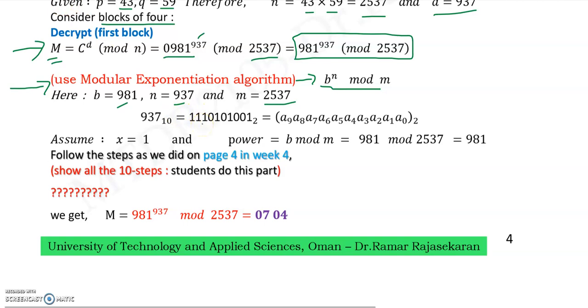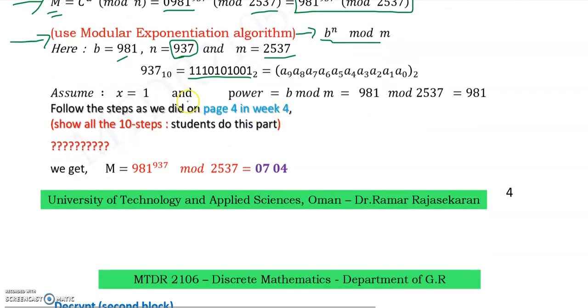Now what we do in modular exponentiation, first we have to find the binary value of the degree. Here the degree is n, that is 937. So first we find the binary value of 937, which is 11101010001. Now how do we name each digit? From right to left I write A0, A1, A2, A3 until A9, because in the binary I have 10 digits.